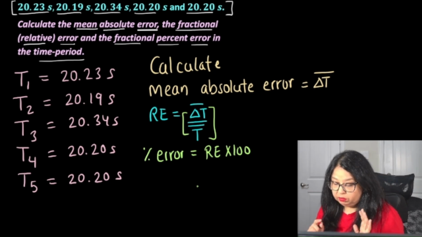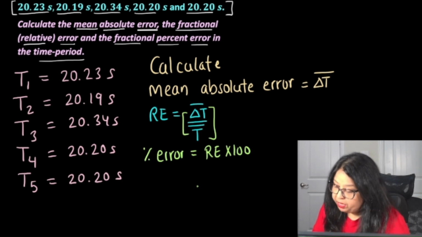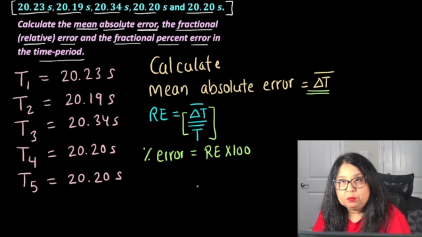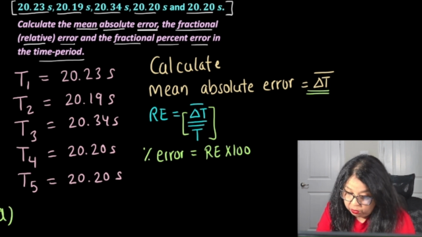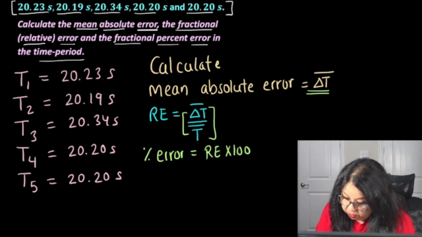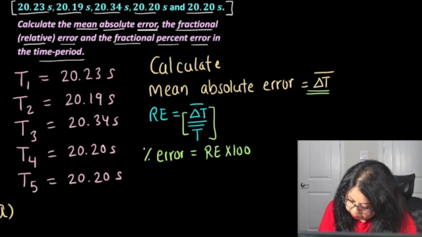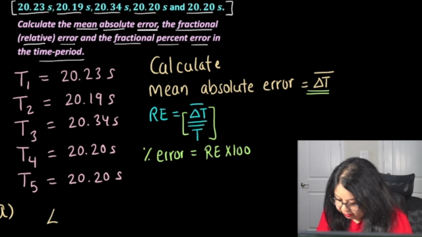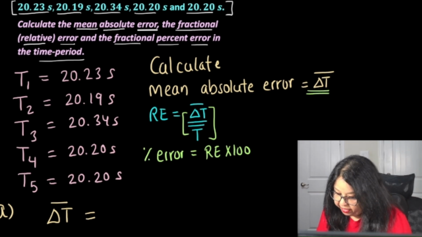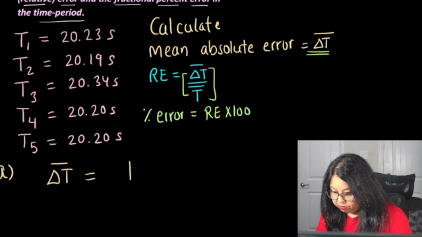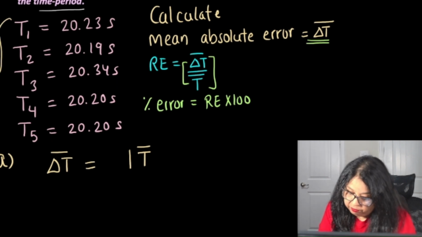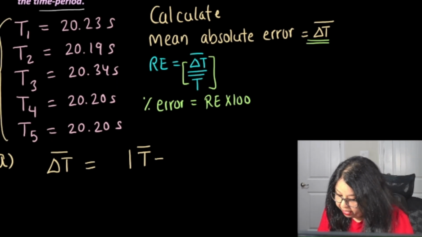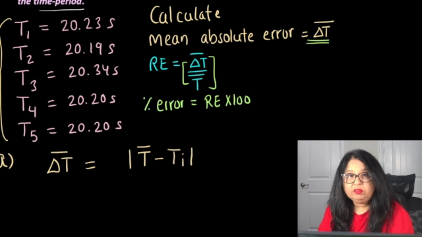Alrighty, back to this. Our first goal is to calculate the mean absolute error, delta t bar. Now this mean absolute error, let's call this A. We used yellow color for that, so we're going to stick with yellow color, because color matters. Delta t bar: how is this defined? This is defined as the absolute value of t bar, which is the average of all of these time periods, minus ti. What is this ti?